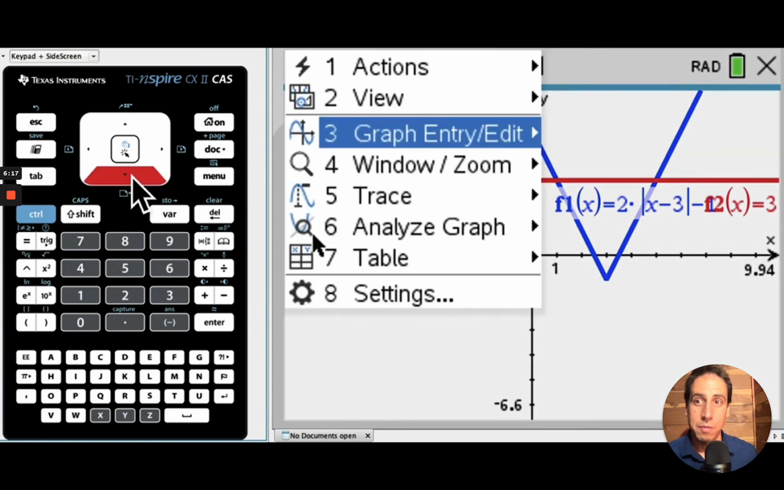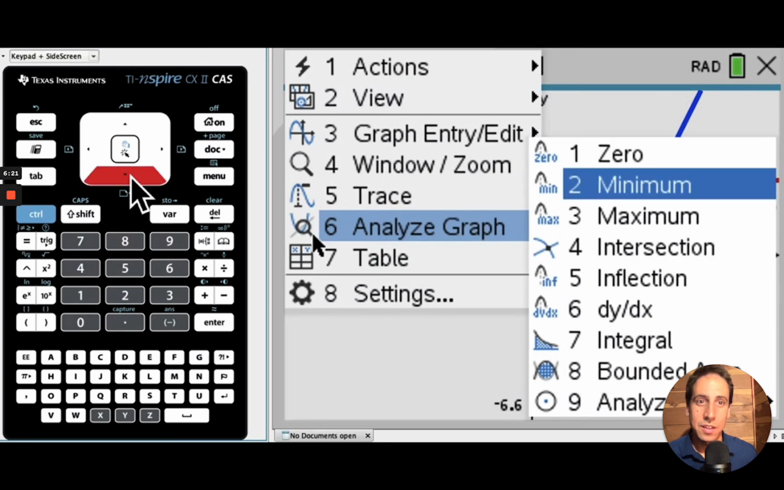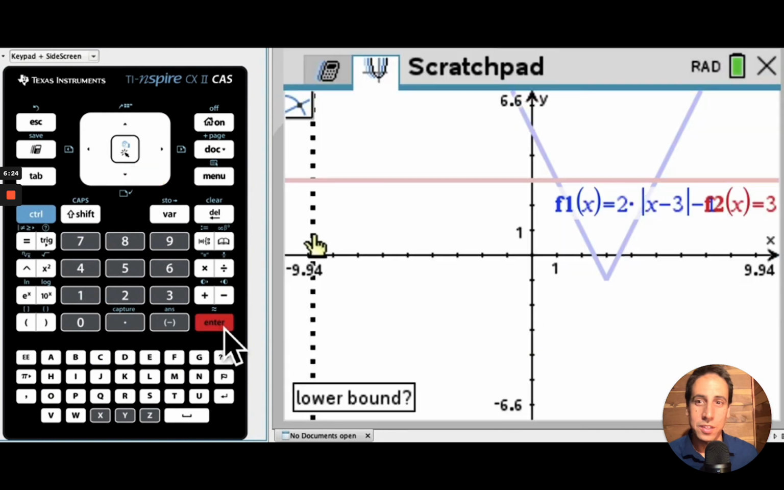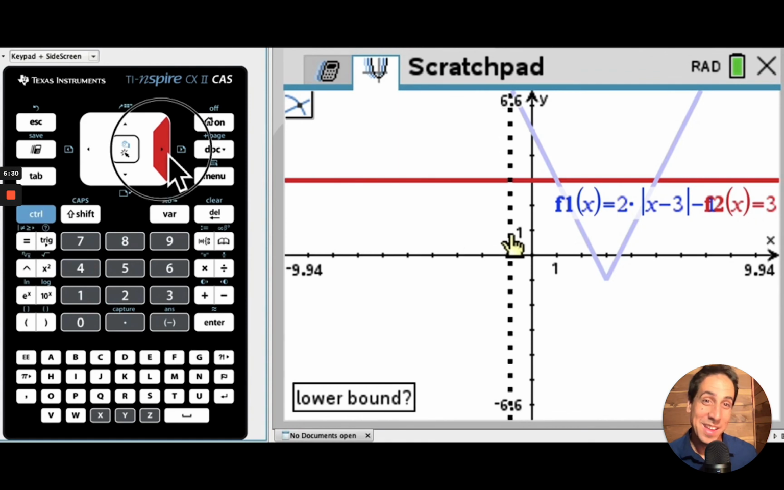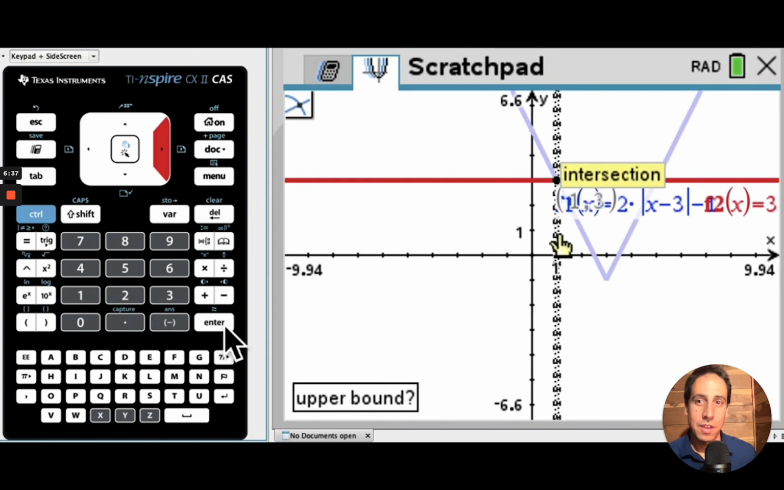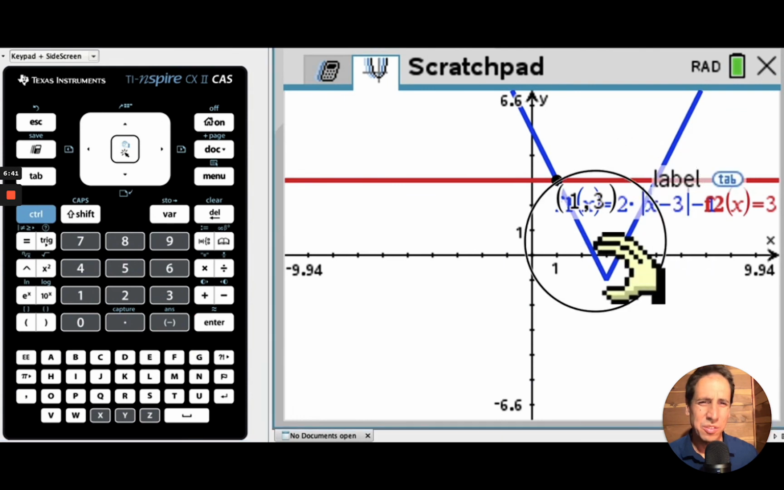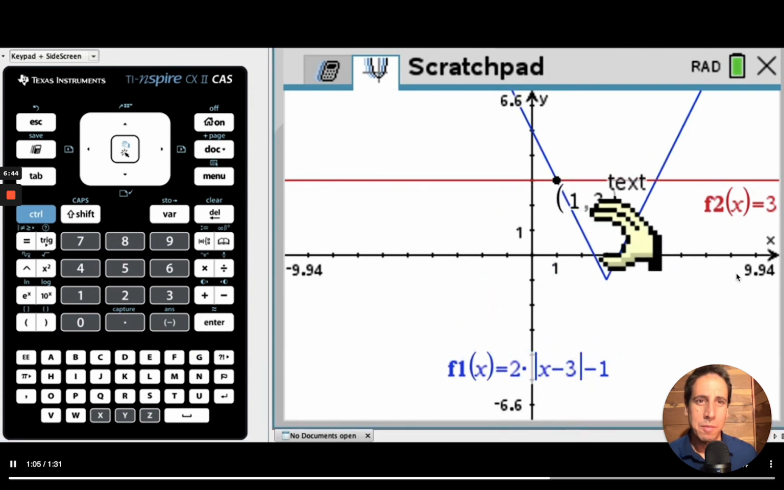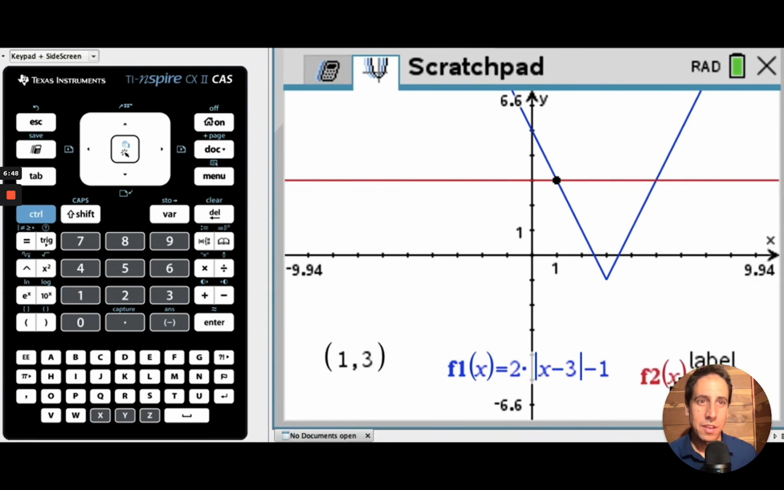I'm going to go to the menu, and I'm going to analyze the graph. I want to find an intersection, and that's for intersection. Enter. All right, now it needs to know the lower bound. It can't just look at the entire thing. I don't know why it can't, but it needs you to give it an interval. We're going to go between there and just a little bit further there, and now it can find it. It's getting super crowded, so I'm going to drag the function name over a little bit. So the intersection is 1, 3.